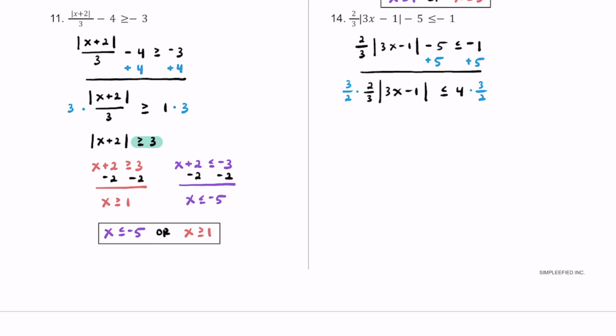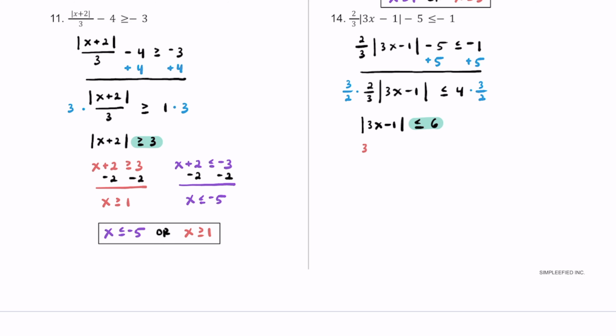With that, the 3's and 2's will cancel on the left side here. So we're just going to have the absolute value of 3x minus 1 on the left side, and that's going to be less than or equal to 4 times 3/2. The 4 and 2 will cross cancel to make 2 and 1. 2 times 3 is going to be 6. All right, so let's go ahead and check this. There are positive values that are less than or equal to 6, so we are good to go here.